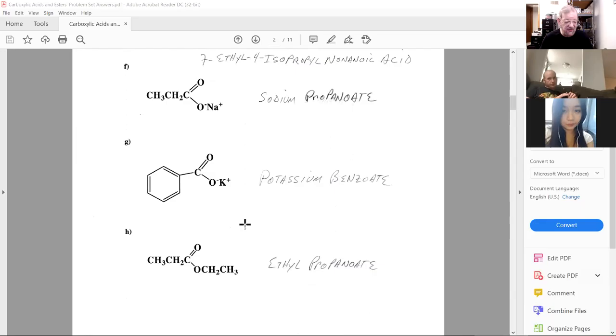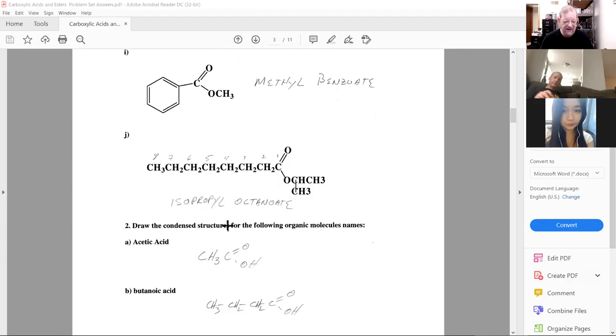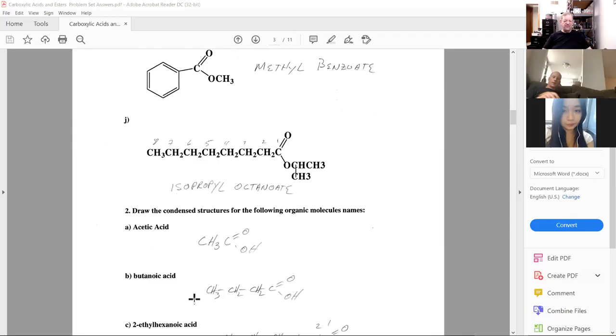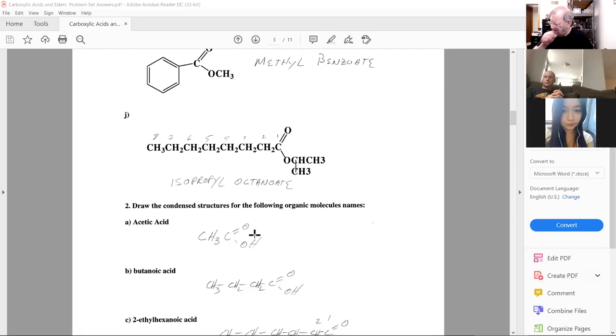Now, esters, you name the R prime on the oxygen in front as an alkyl group, then if it's not benzene, find the longest chain, name it as an alkane, drop the E and add OATE, and this would be ethyl propanoate. And here, this would be 9 carbons, octane, drop the E, add OATE, and that would be octanoate, and the R prime is an isopropyl group. Now, there are 2 common names I would ask you to know how to do. One is acetic acid, the other is ethyl acetate.